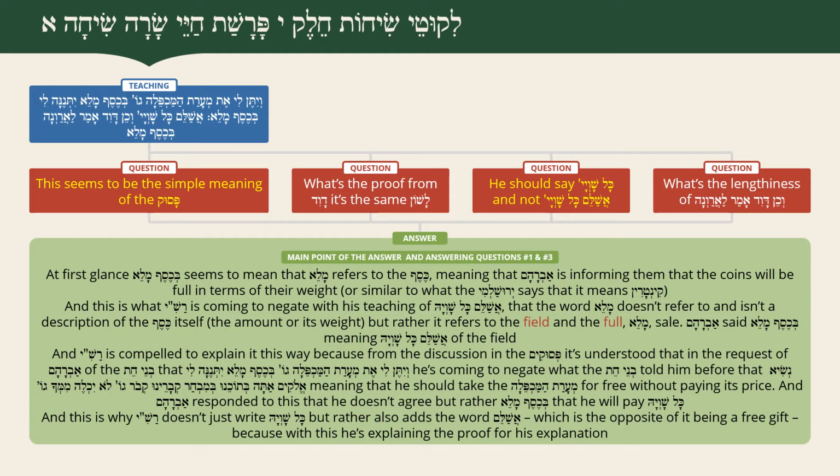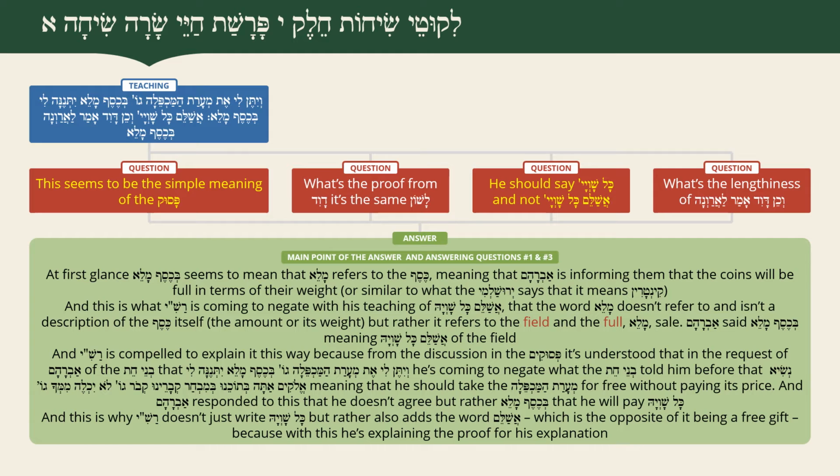And Avram over here is responding, so it has to be that he's responding to their offer. And Avram responded to this that he doesn't agree, but rather bekesef mole, he's saying that he'll pay kol shavya, the full price. So that's what Rashi is teaching us over here, that mole is not referring to the kesef, but rather mole is referring to the sale, that it'll be a full sale. So that answers the first question we had, what Rashi is teaching us here.